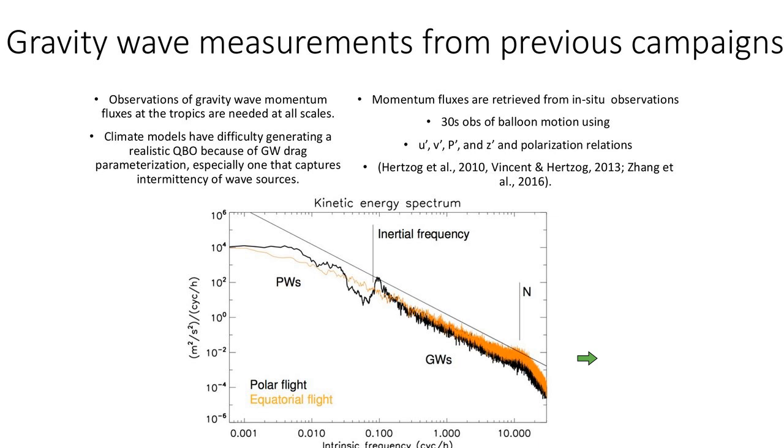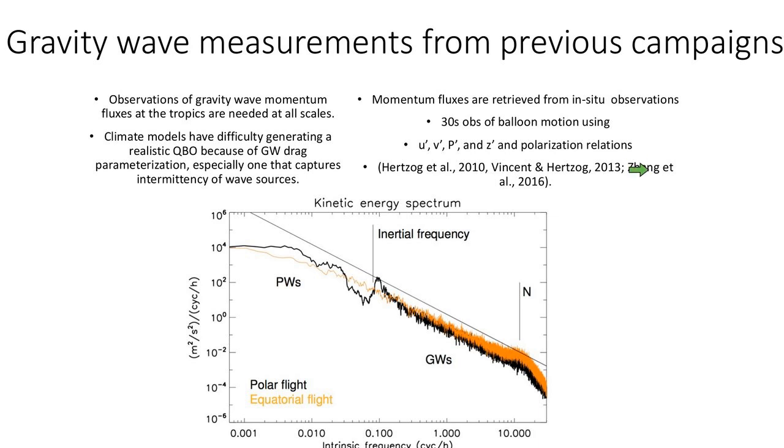we need to know these properties, and in the past campaigns, these were observations of in situ pressure, temperature, and horizontal velocity of the balloon, which is traveling as a Lagrangian tracer of the air mass. So the horizontal velocity of the air mass. These variations are used to derive measurements of momentum flux, and those are used in climate models.